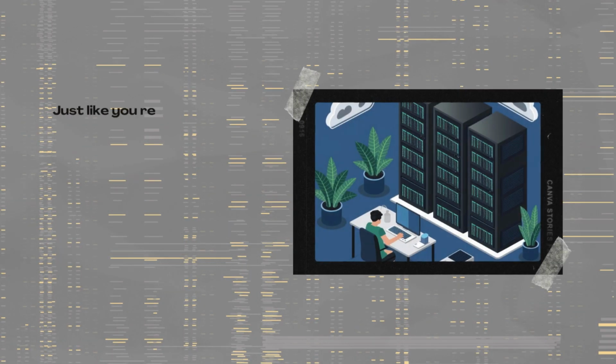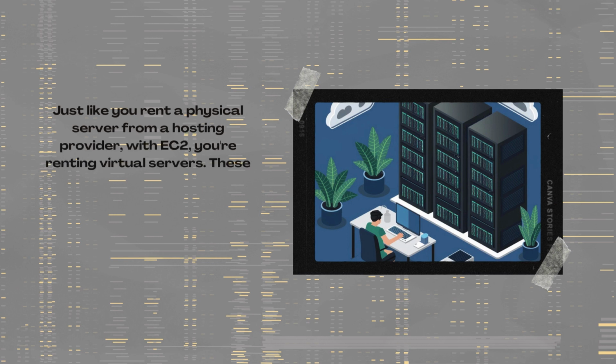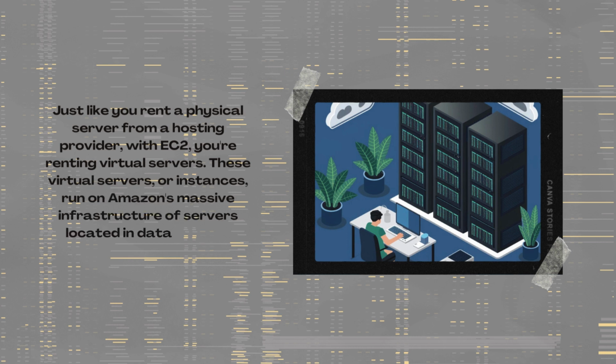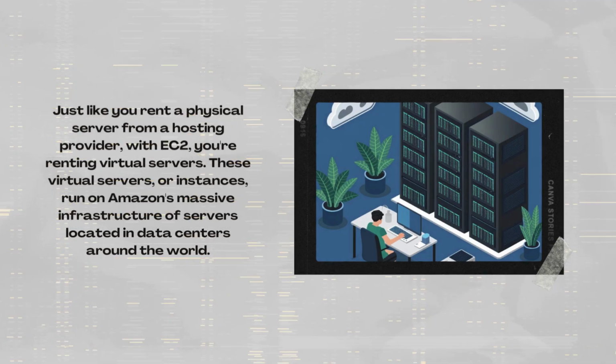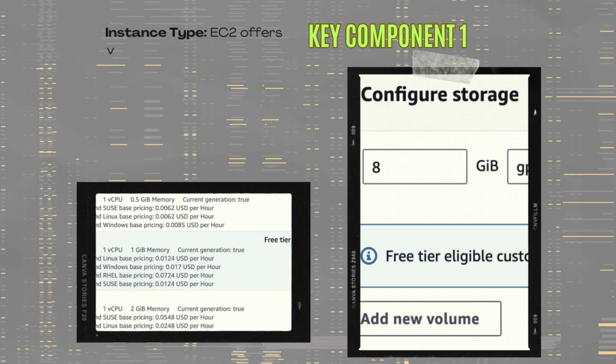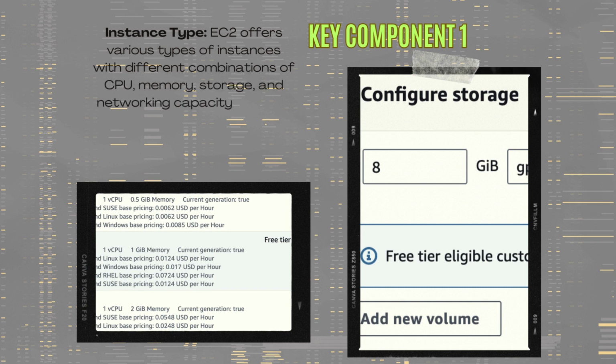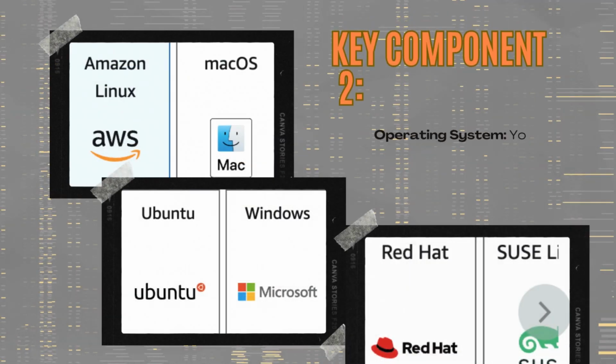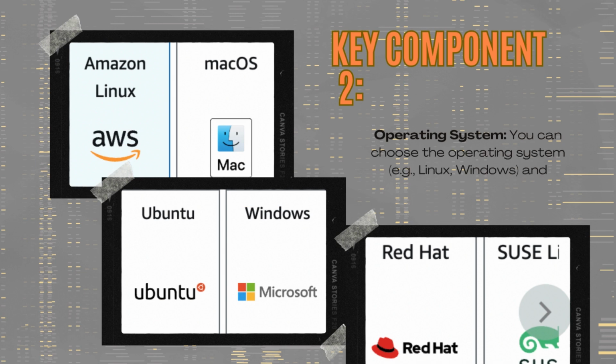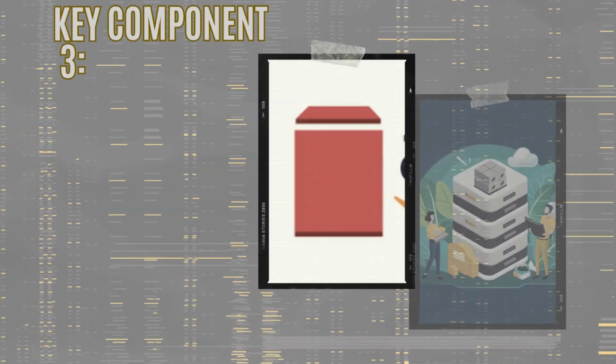Just like you rent a physical server from a hosting provider, with EC2, you're renting virtual servers. These virtual servers, or instances, run on Amazon's massive infrastructure of servers located in data centers around the world. EC2 offers various types of instances with different combinations of CPU, memory, storage, and networking capacity. You can choose the instance type that best fits your workload requirements. You can choose the operating system, e.g., Linux, Windows, and software configuration for your EC2 instances.